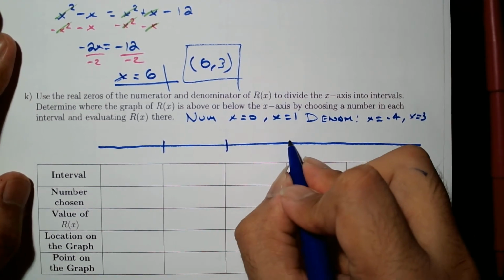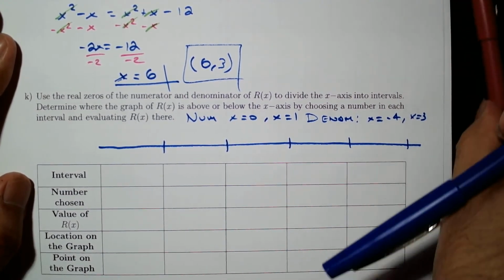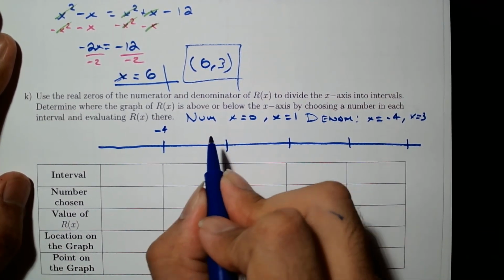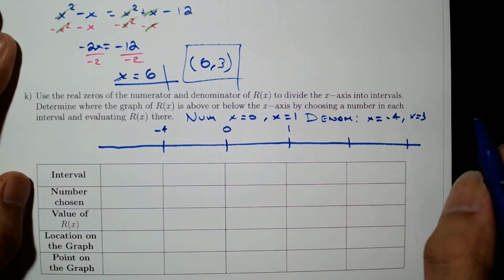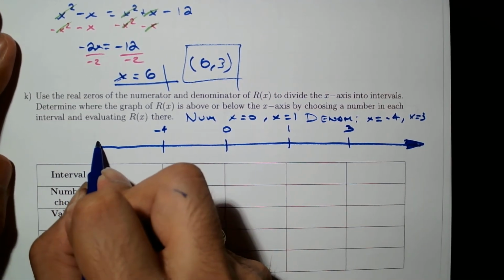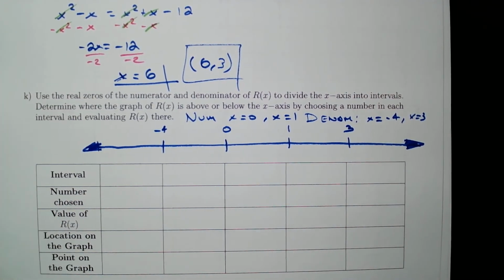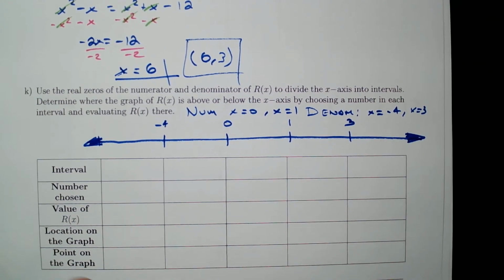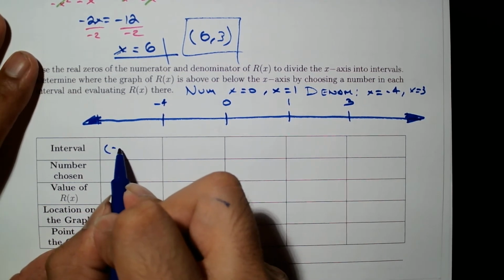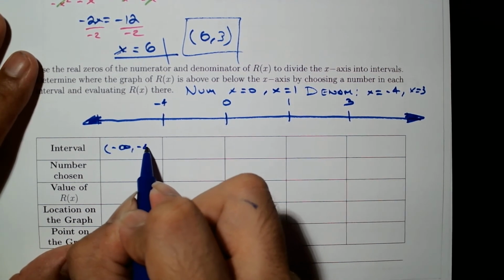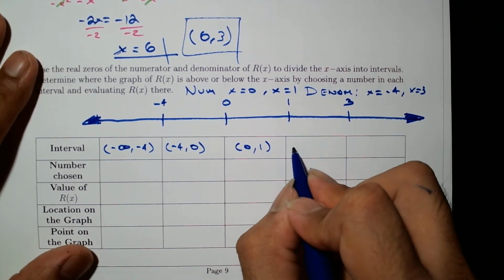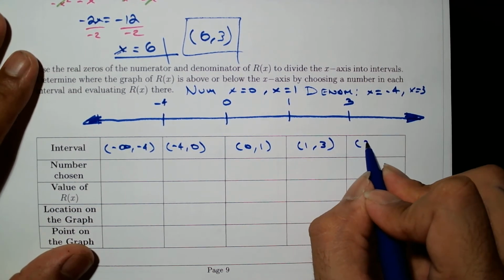Let's plot the numbers from smaller to large. So the smallest of them is -4, followed by 0, then by 1, then by 3, and then just an arrow here. So what are we going to have? 1, 2, 3, 4, 5 regions to test. The first interval is -infinity to -4, then -4 to 0, 0 to 1, 1 to 3, 3 to infinity.